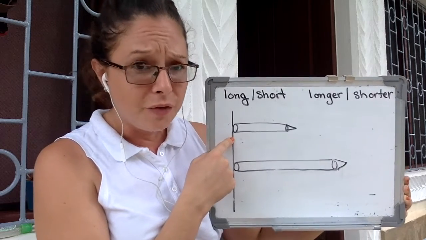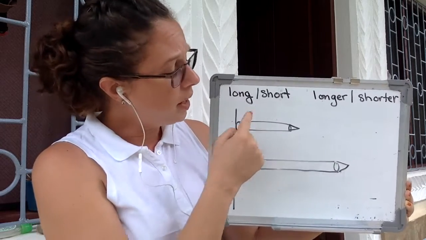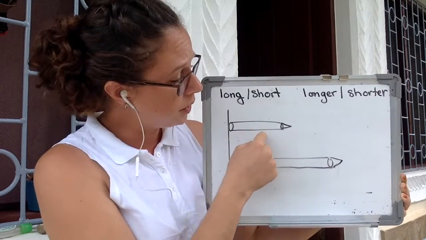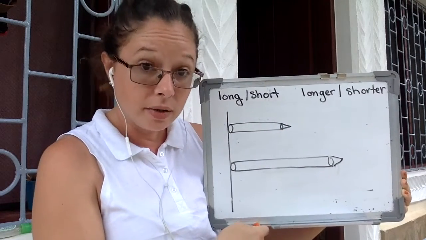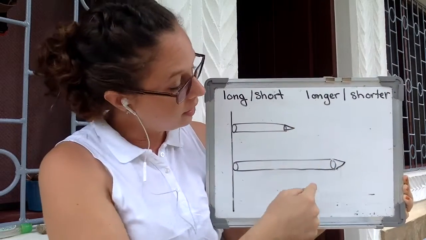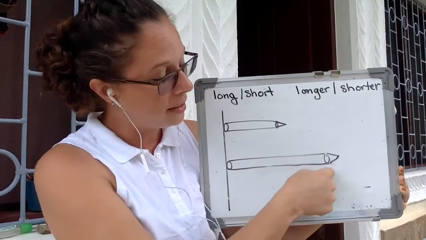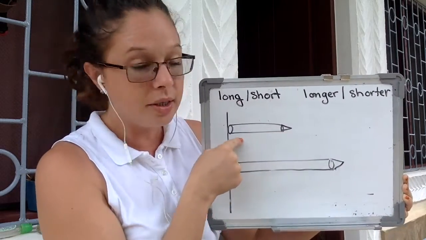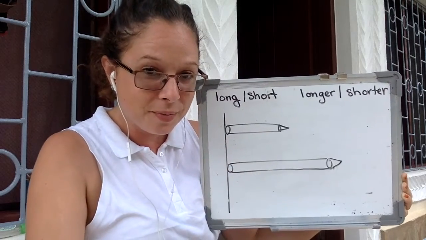Similarly, if we talk about one thing, we can call it long, or we can call it short. But when we're comparing, we use the word longer, in this case, to describe the longer pencil, or shorter, in this case, to describe the shorter pencil.